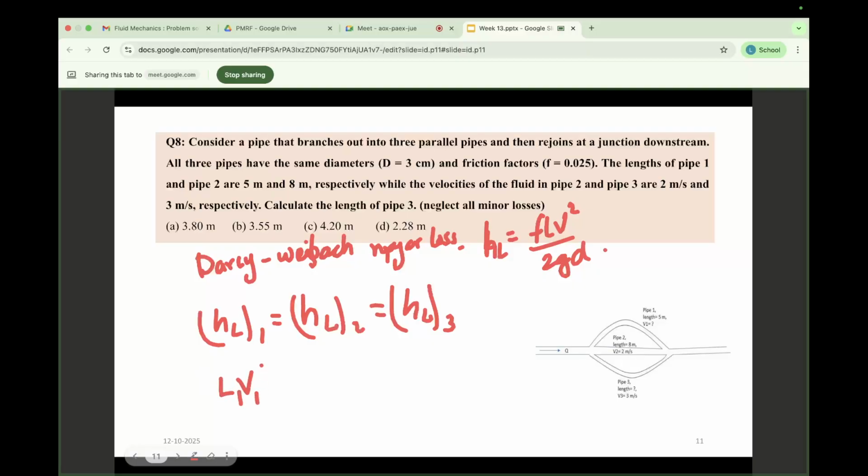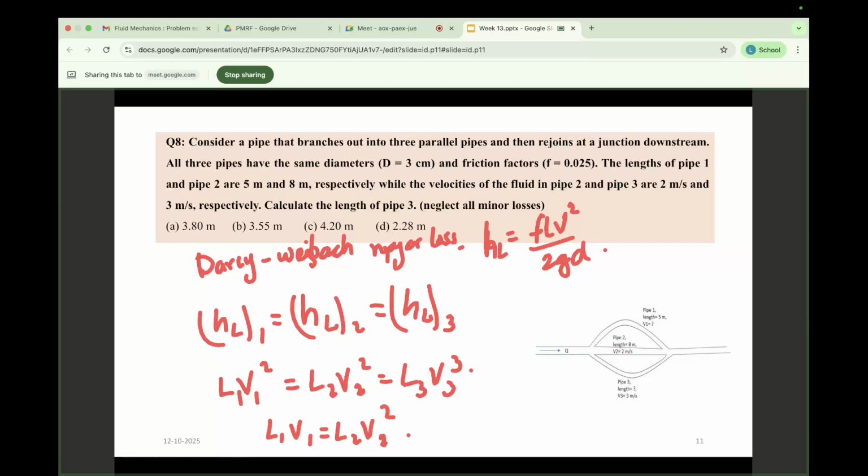So I can write L1 V1 square is equal to L2 V2 square, which is equal to L3 V3 square. Now you take the first two. L1 V1 square equals L2 V2 square. So you have L1 which is 5 meter, V1 you do not have, L2 is 8 meter, V2 is 2 meter per second.